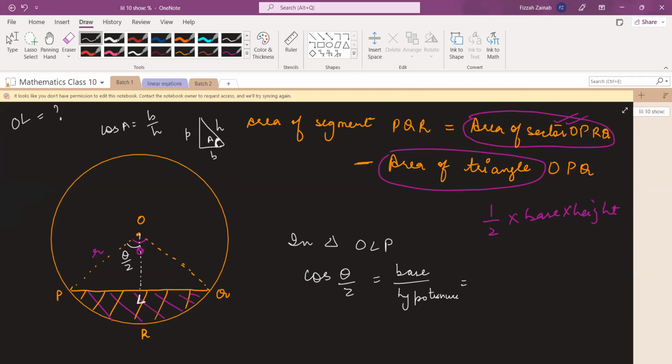Now, this is your theta. So, which side is base now? OL is base, right? Because your angle is here, theta by 2, so OL is one of the arms of this angle. That means OL is the base for this angle. And hypotenuse is OP. Is that okay?